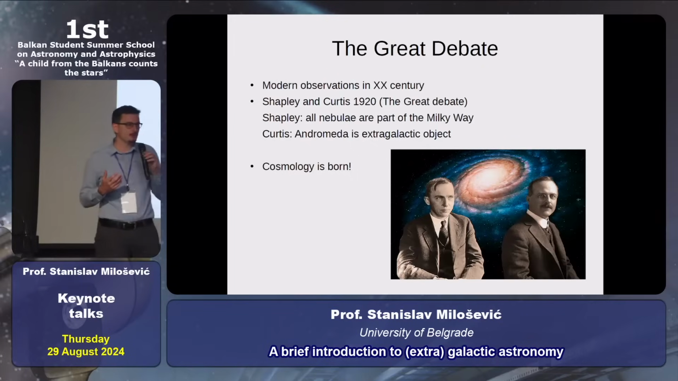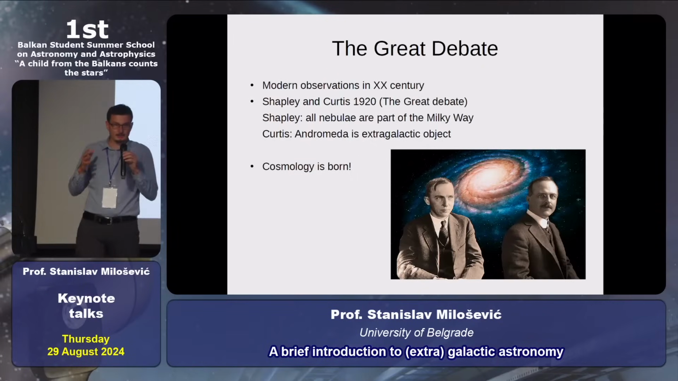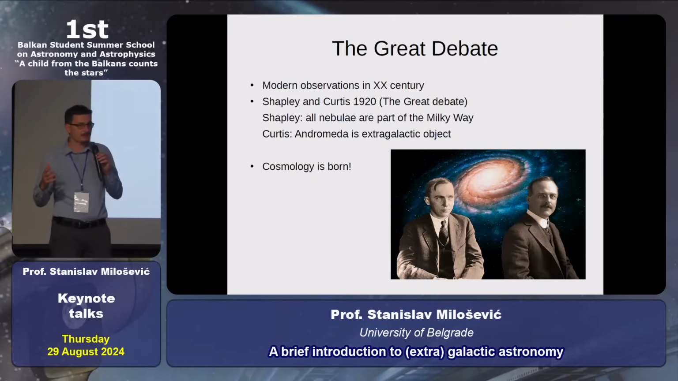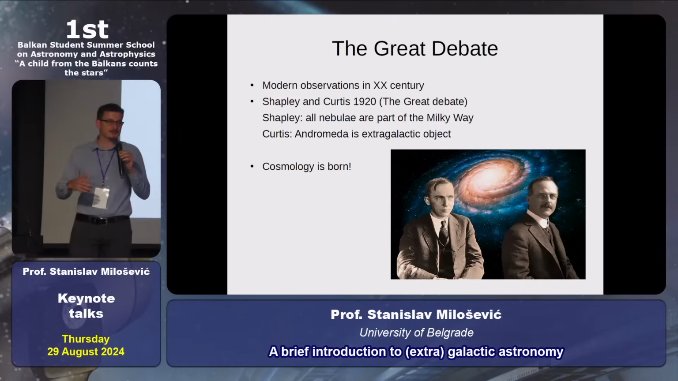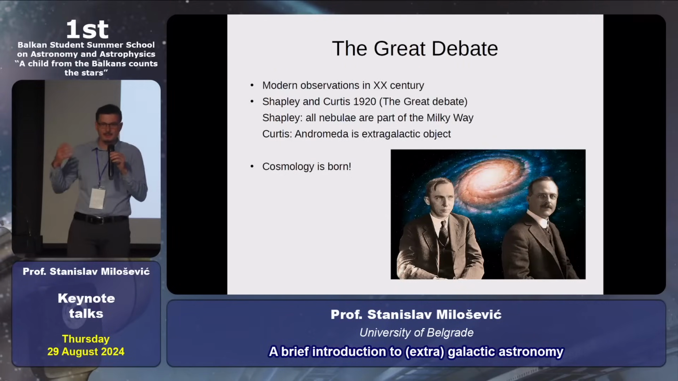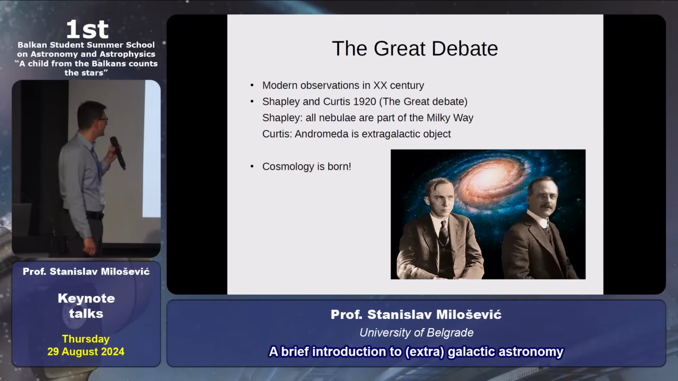So 100 years ago, we didn't know: do we have only one galaxy, and is it the whole universe, or do we have a bunch of galaxies? Now we know that we have thousands and millions and billions of galaxies in the universe, and they differ by their morphology, masses, and so on. And I will speak about that.